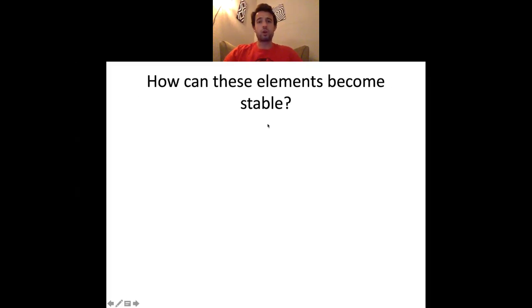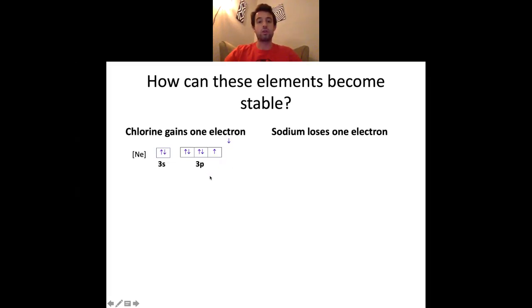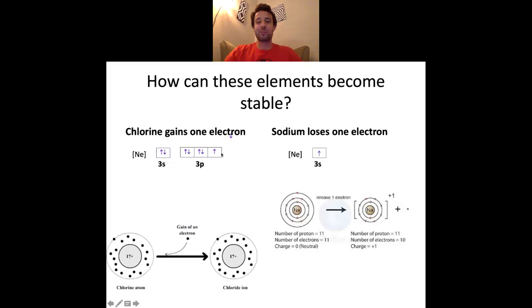So the question is, how can these elements become stable? Stability, remember, is what we get when we're a noble gas. So chlorine is going to gain one electron, right? Here's its normal orbital diagram shortcut. What's going to happen is we're going to take that arrow and then move it into the box. Sodium's going to lose one electron.